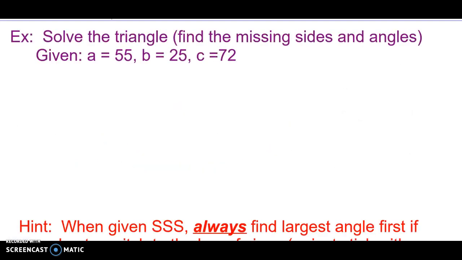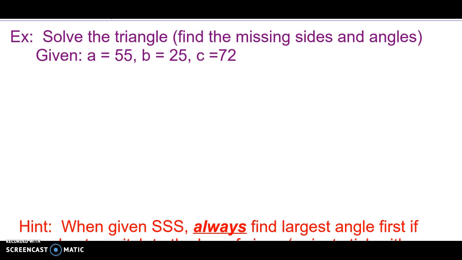So let's practice. It says, solve the triangle, which means find all the missing sides and angles, given that a is 55, b is 25, and c is 72. So knowing that we're given a side, side, and a side, how would we solve for the remaining sides and angles? Actually, just angles. Okay, so I'm going to have you guys put me on pause.